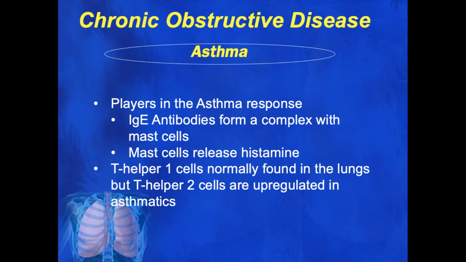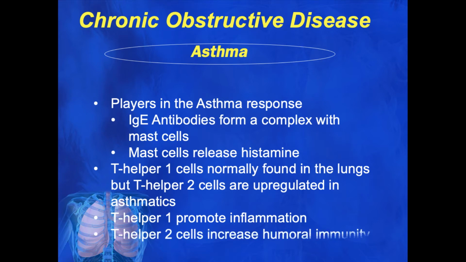One of the other things that happens is lymphocytes are drawn to the area. And you have two types of helper cells: a T helper cell 1 and a T helper cell 2. The T helper cell 1 is normally found in the lungs, not so much the T helper cell 2. But with asthmatics, you find a whole bunch more of these cells in the bronchioles. Now, the T helper cell 1 helps to promote inflammation, where the 2 increases the humoral response.